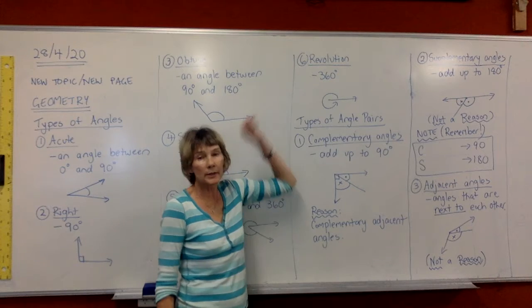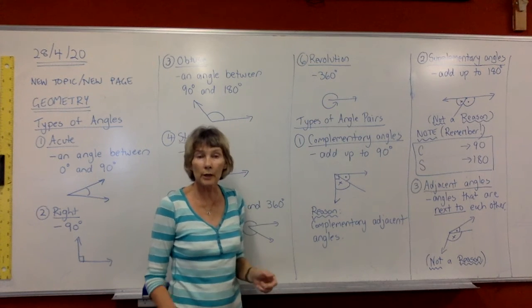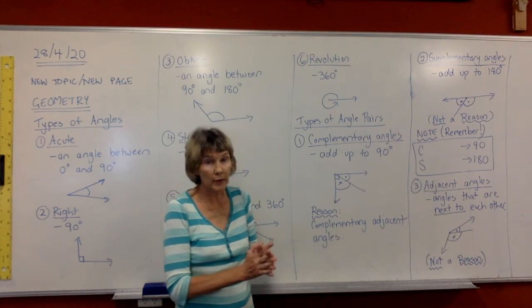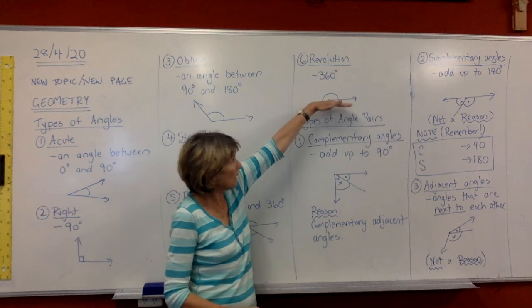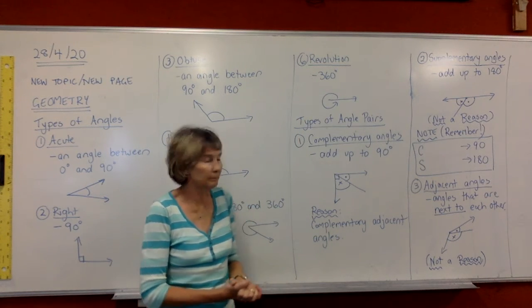So our revolution is 360 degrees, going all the way around, just like you do if you're on your skateboard or your surfboard and you do a revolution or a 360. That's starting here and going all the way around and back to where you started in one movement.